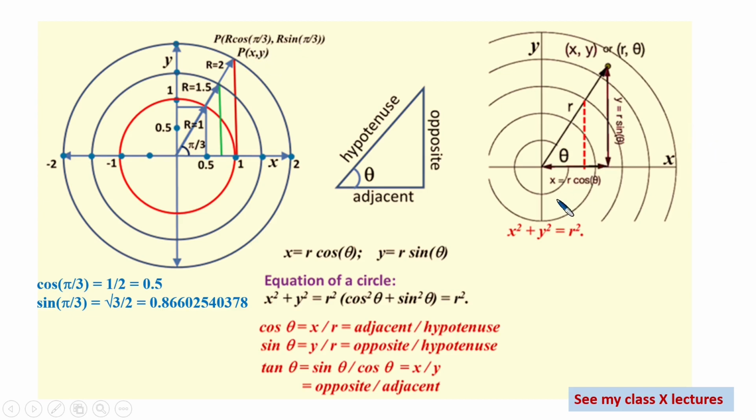From here one can say what will be the equation of a circle. Here, if you see, I use the Pythagoras theorem. Suppose this is x and this is y. So x square plus y square is r square. Here x is r cos theta and y is r sin theta.